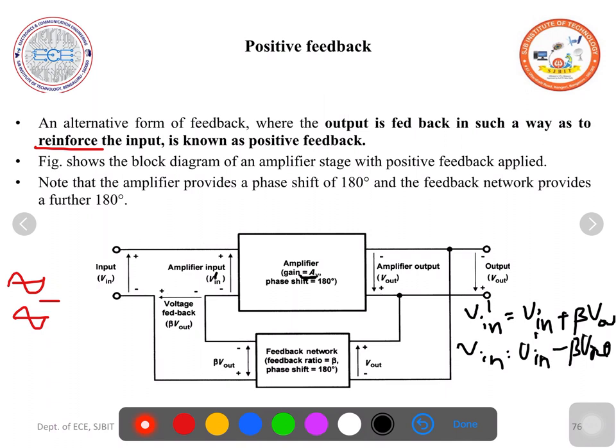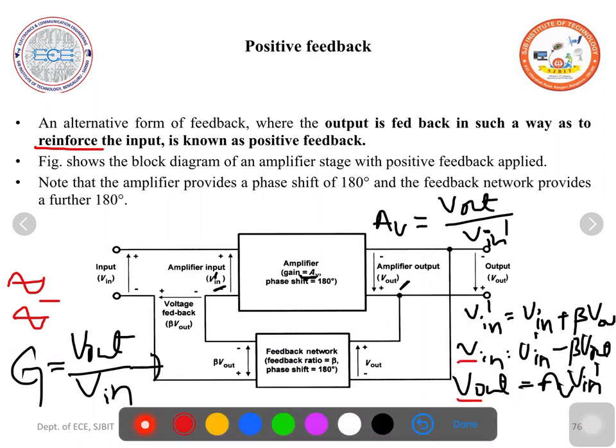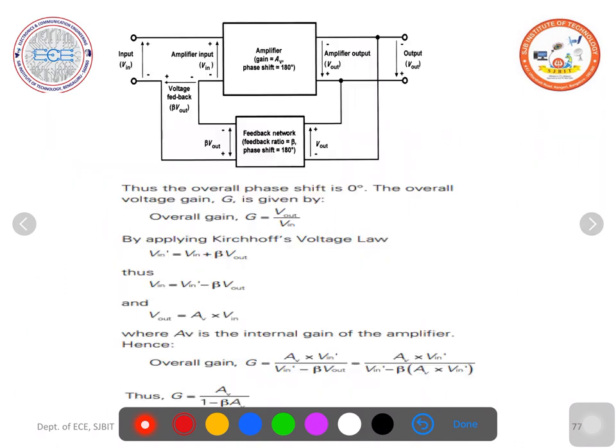Then this basic amplifier voltage gain AV is equal to output voltage V out over its input voltage V in dash. From this we can write V out is equal to AV into V in dash. Also you know the overall voltage gain of this feedback amplifier is given by V out by V in. Now substitute for V out and V in from this equation. Let us see in this slide.